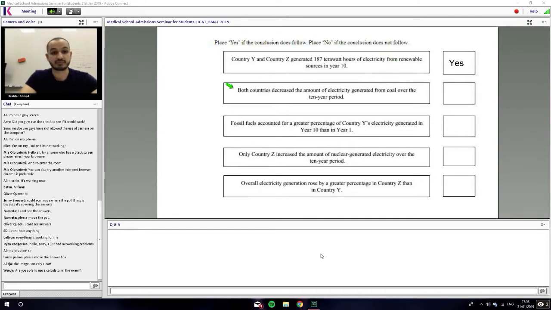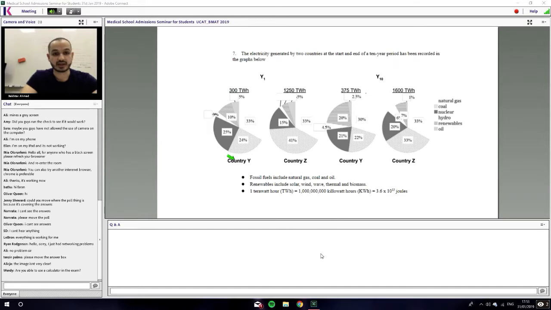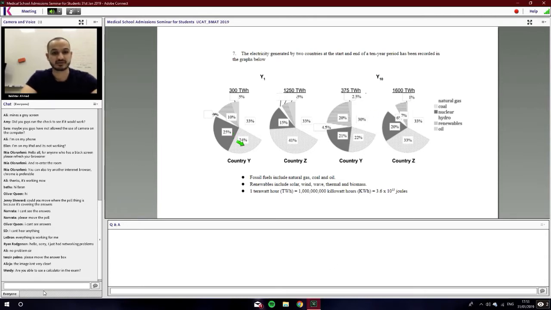Now the second one: both countries decreased the amount of electricity generated from coal over the 10-year period. So let's go back, have a look. So country Y and then country Z from year 1 to year 10. So let's have a look at coal, which is the second bit. It's a little bit grey. Again, I'm sorry, it's a little bit difficult to see because of how small the pie charts are. But 24%, and we go to 22%.